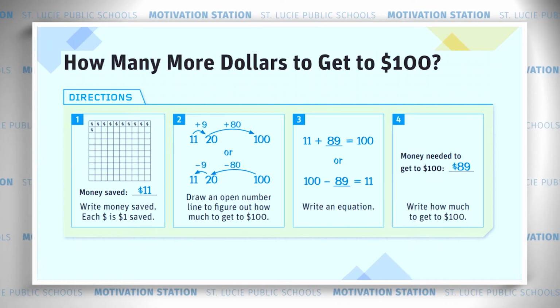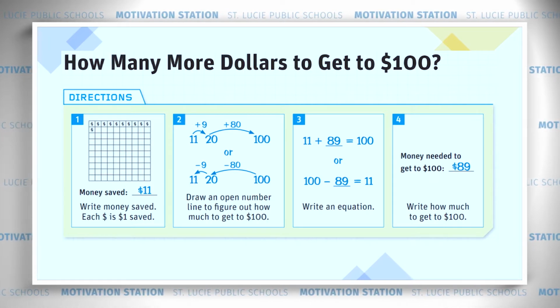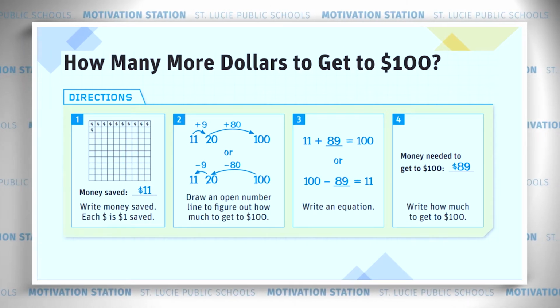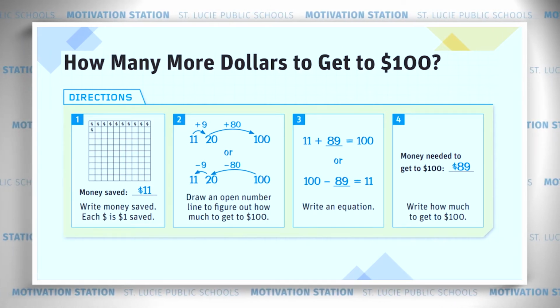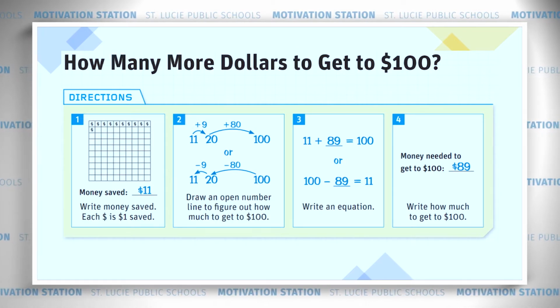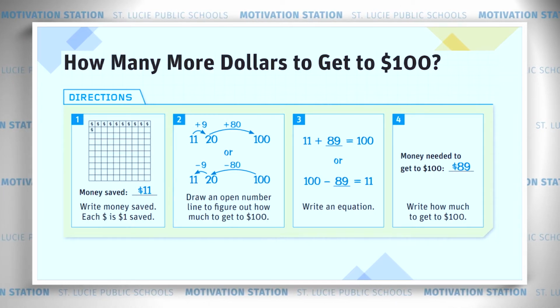You can do addition or subtraction. We will do both in our examples. Number 3 says write an equation. Number 4 says write how much to get to $100. So after you solve, you write your answer on the line for money needed to get to $100.